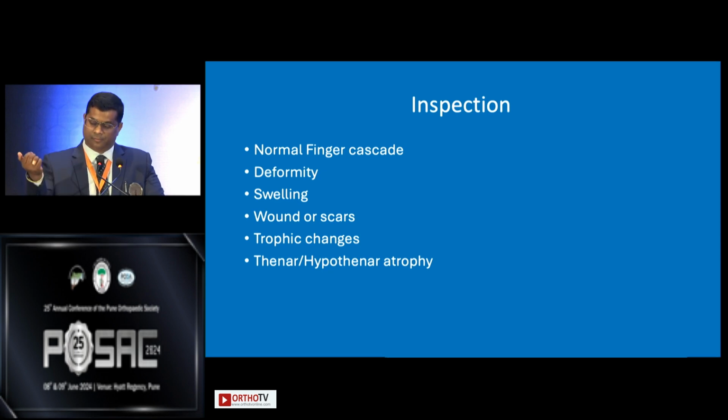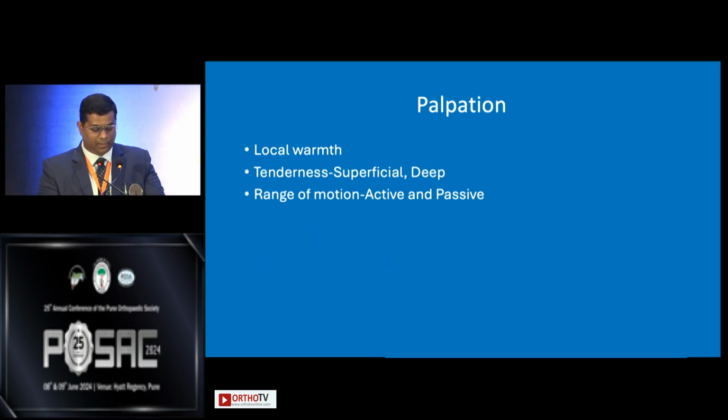Always we see the fingers pointing, whether they point towards the thenar eminence or not. Then the deformity of the fingers, deformity of the wrist and other things. Then swelling and wounds and scars, whether they are adhered or not adhered. Then trophic changes. Then thenar and hypothenar atrophy. Again we have covered this point in the palpation.